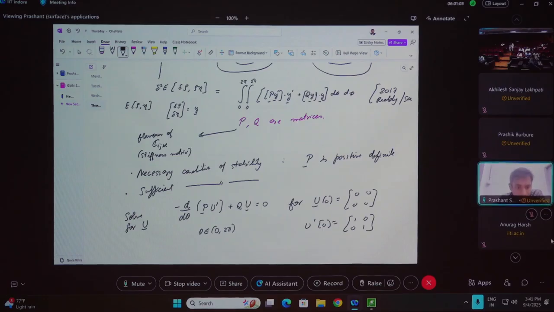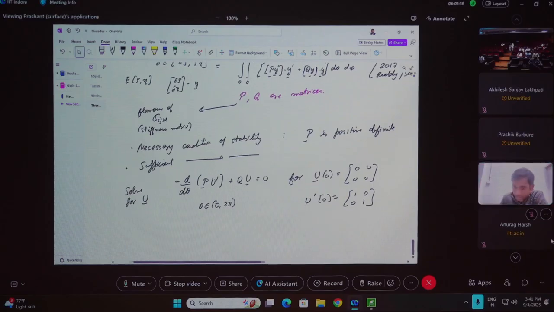So the sufficient condition says if you are able to solve this equation, and you get a solution, so the solution exists and determinant of U is not equal to 0. If you can get a solution like this, then your equilibrium is actually stable.